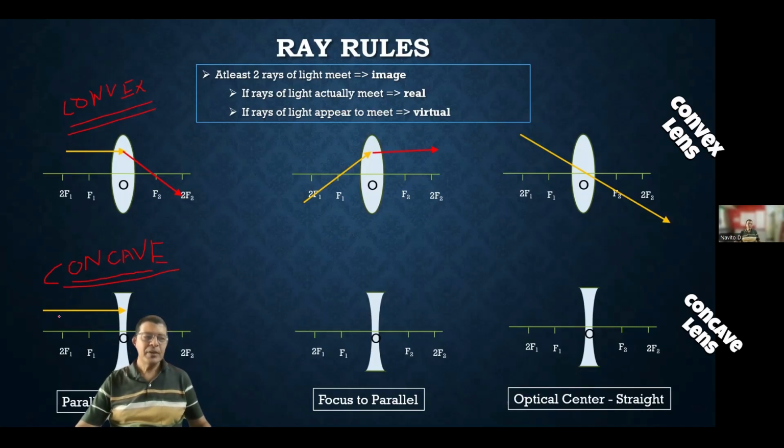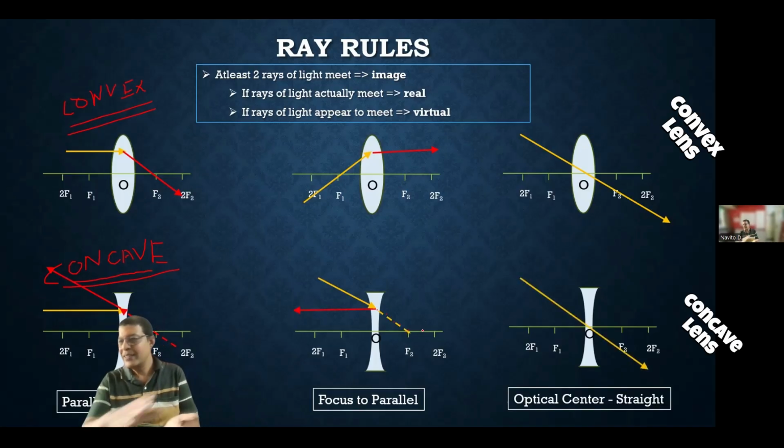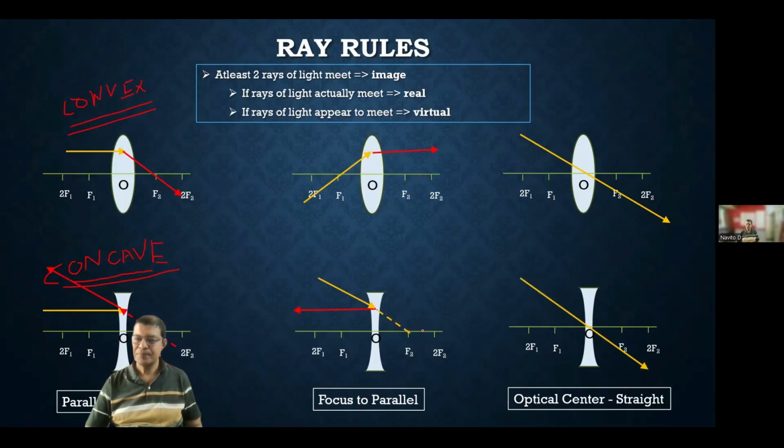If the ray of light is coming parallel, then it will diverge in case of concave lens. It diverges, the red ray. It will appear as if it is diverging from the focus. The second rule, if it appears to pass through the focus, then again here also it will diverge, but it will diverge parallel to the principal axis. And here it goes undeviated. That is the third rule.